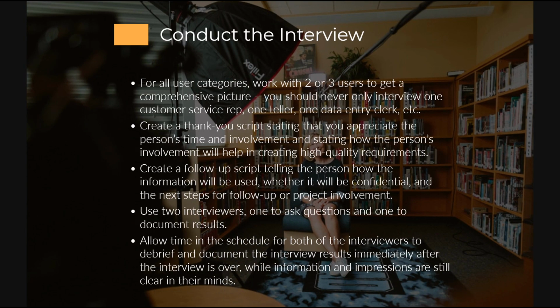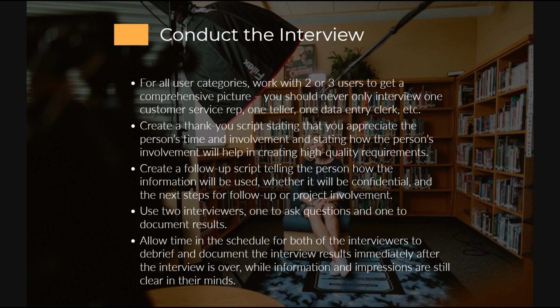For all user categories, you want to work with 2 or 3 users to get a comprehensive picture. So you should never only interview one customer service rep or one teller or one data entry clerk, whoever they are, right? You want to interview multiples so that you're getting different perspectives.